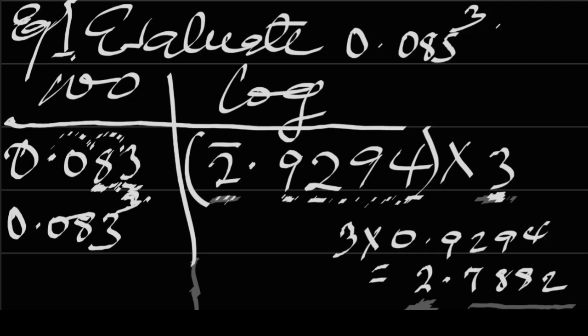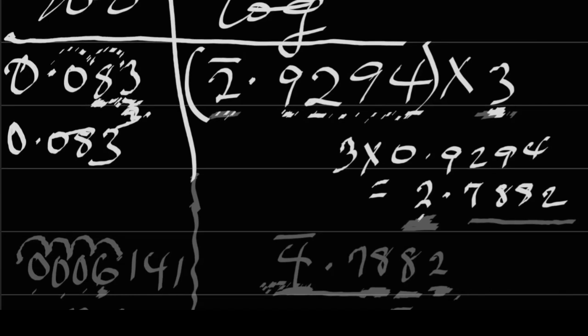So at this point, this 2 is what we are going to take for the next multiplication. So we are going to write this one down. We'll write 0.7882. We are going to keep this 2 for these parts of the logarithm.